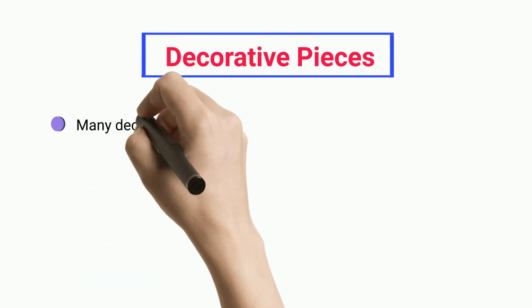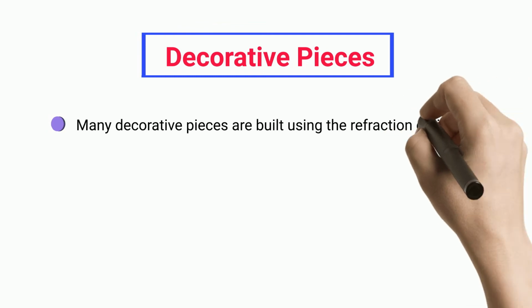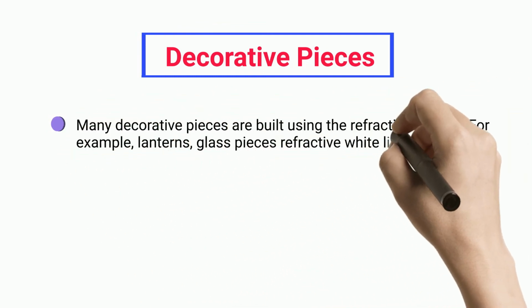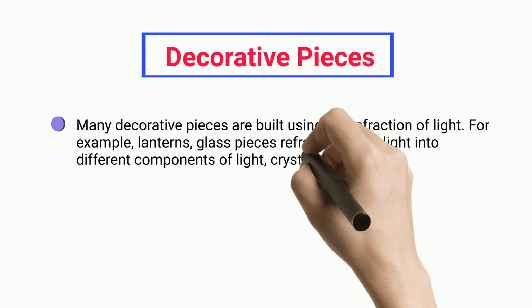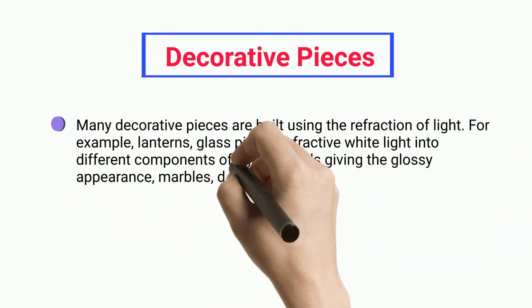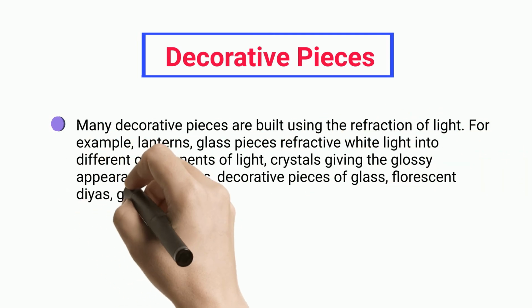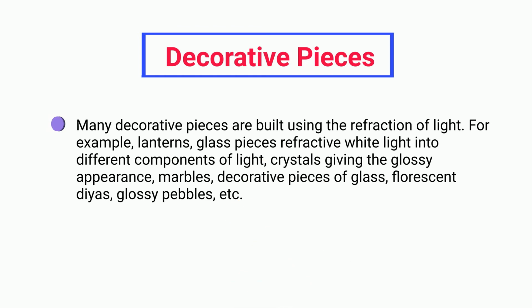Decorative pieces. Many decorative pieces are built using the refraction of light. For example, lanterns, glass pieces refracting white light into different components of light, crystals giving the glossy appearance, marbles, decorative pieces of glass, fluorescent diyas, glossy pebbles, etc.